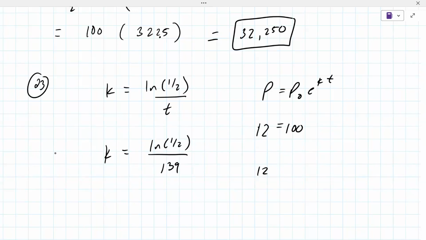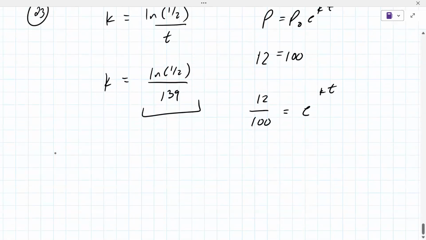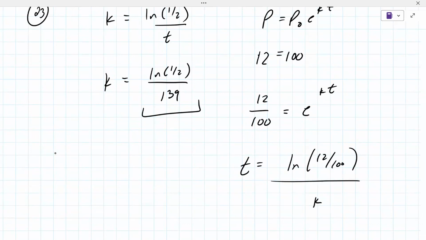So you might want to look that up real quick. But you end up getting this value for k, e to the kt, and then you solve it for t. T ends up being the natural log of 12 over 100 over k, which is this thing right here. Okay, so I know we're short on time. Let me just try to do this calculation for you real quick, see if we get something even reasonable.